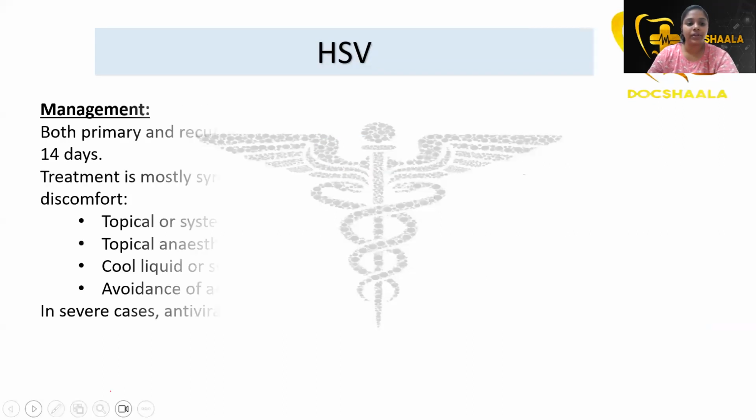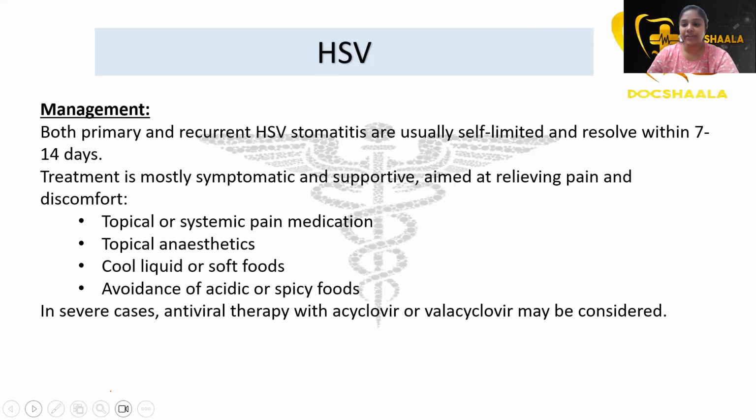Then coming to the management. So how do we manage? Since it is a viral infection, we can go with antivirals, right? But these lesions are self-limiting and may resolve within 7 to 14 days. Some might resolve without any treatment, but for some, due to excessive pain and inflammation, we aim to resolve the pain and inflammation by giving topical or systemic pain medication and anesthetics, or soft foods like that. In severe cases only, we go for antiviral therapy with acyclovir and valacyclovir. Okay, these are the most important points for your 2024 exam.